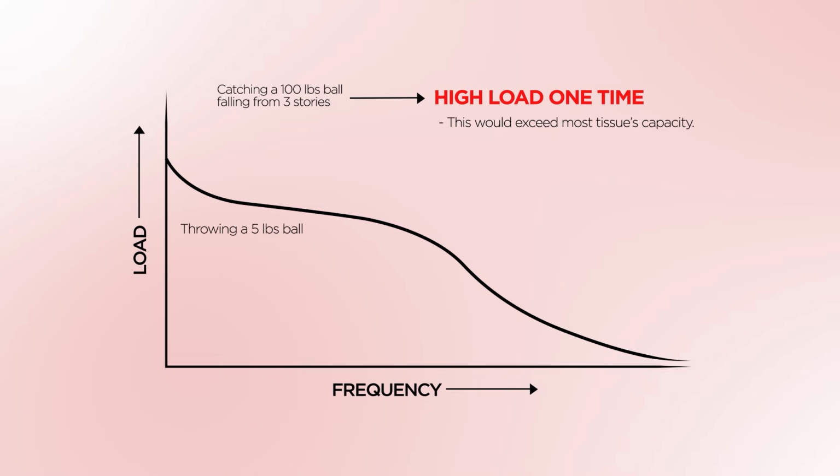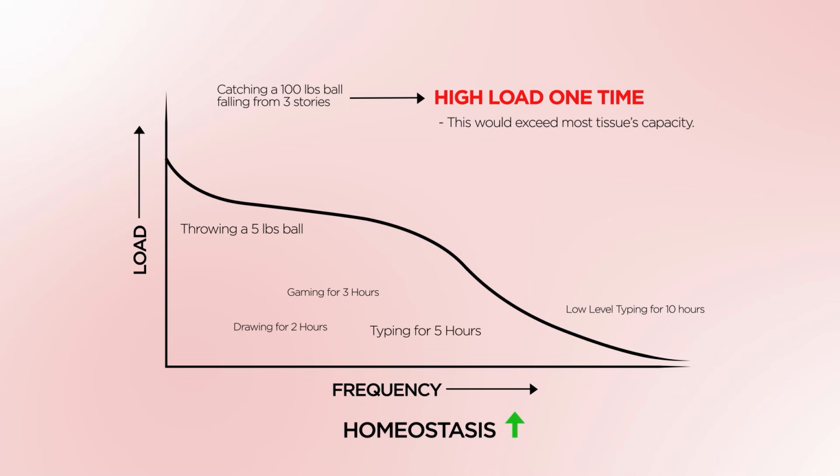And actually, for most repetitive activities of the wrist and hand, you can see that they are on the very low load end, but the frequency is really high. So drawing for 2 hours, gaming for 3 hours, typing for 5 hours, or low-level typing for 10 hours. All of these are on the low end, but depending on how much you do it and how aggressive it is, it can fall in different places in the envelope of function. This can either positively or negatively affect our homeostasis.